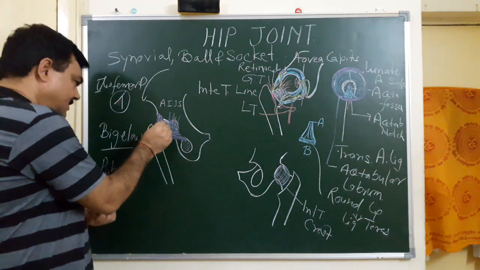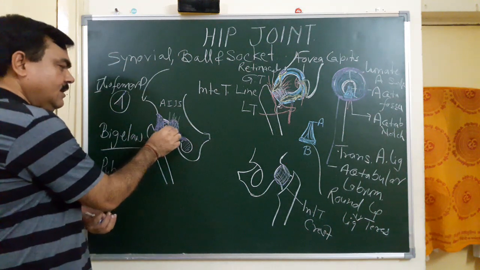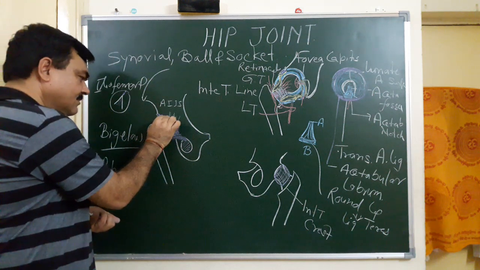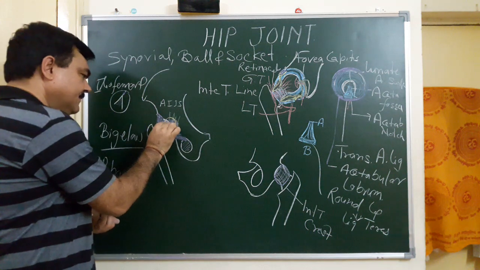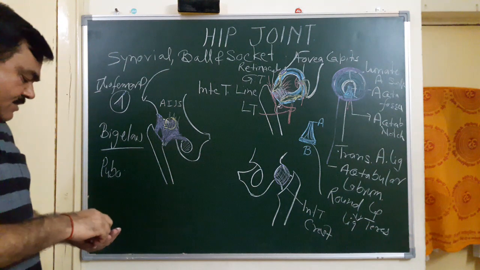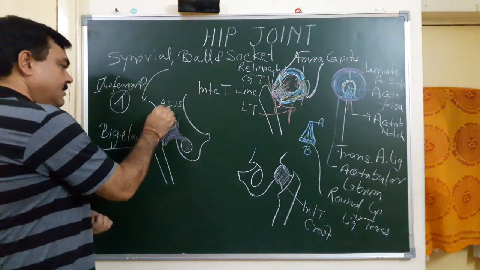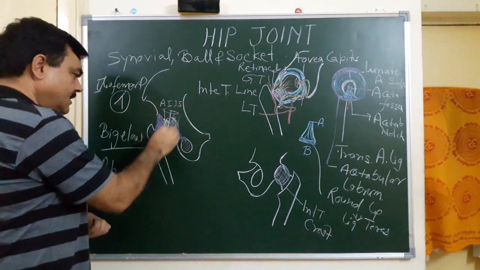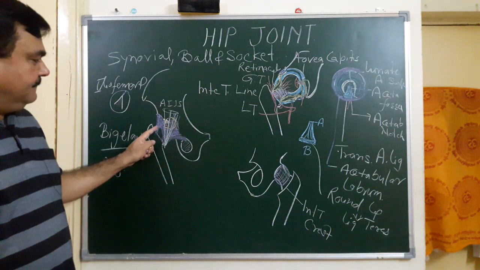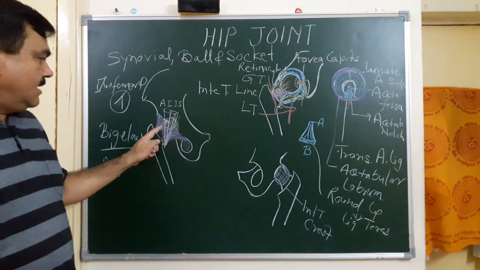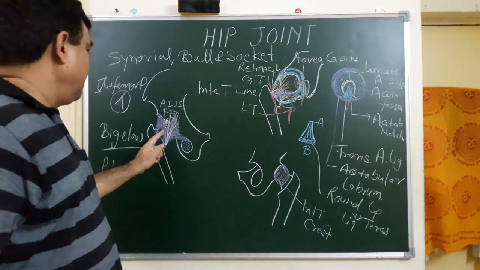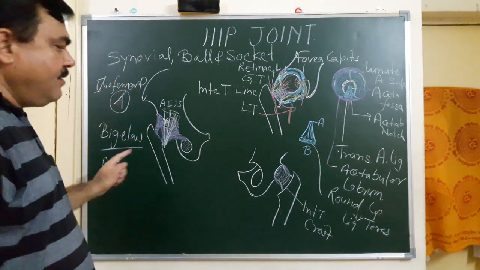A gap here. From this gap between the iliofemoral and pubofemoral ligaments, a bursa comes out. This bursa is known as the psoas bursa, because here the iliacus and psoas tendon lie. So this bursa lies between the joint and the iliopsoas muscle tendon. So this is the anterior attachment, that is iliofemoral and pubofemoral.